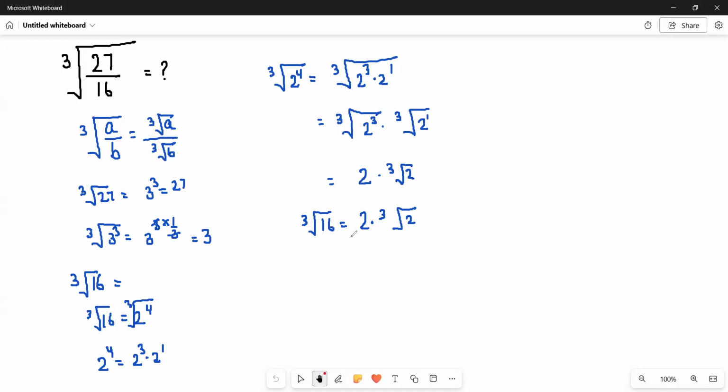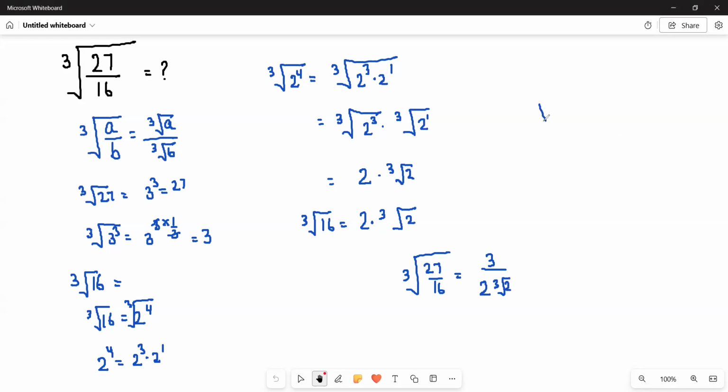Right? Now, so the final answer is cube root of 27 by 16 is 3 by 2 times cube root of 2. And that's it. A scary looking cube root becomes a clean fraction.